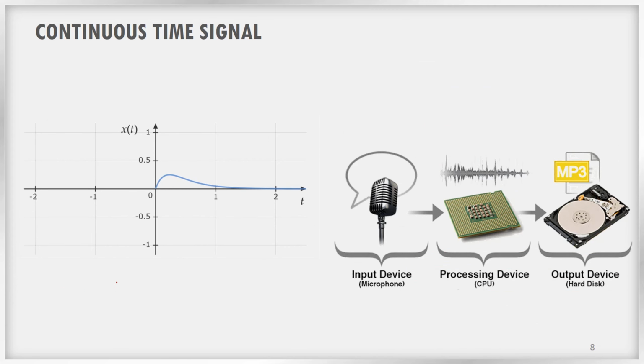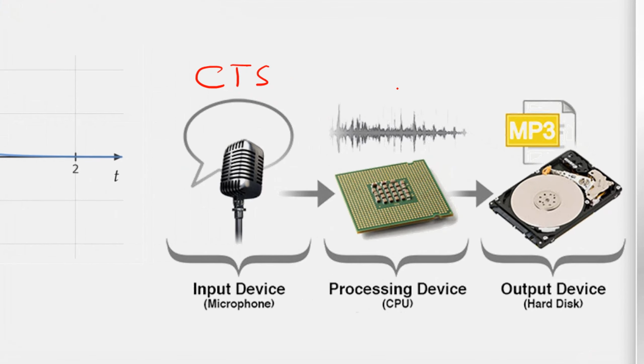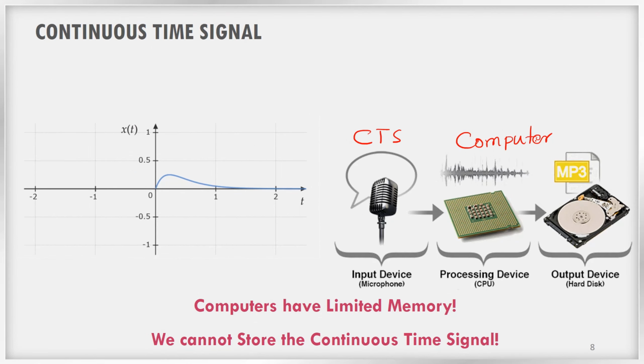What is the problem with continuous time signals? Why has everybody moved to digital? If you are trying to process these kinds of continuous time signals using a computer or a digital circuit, there is a problem. What is that problem? We know that computers have only limited memory.